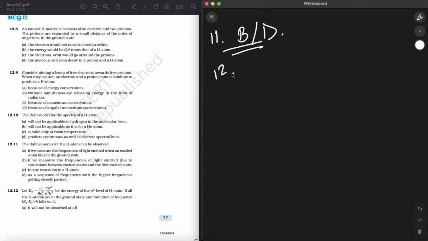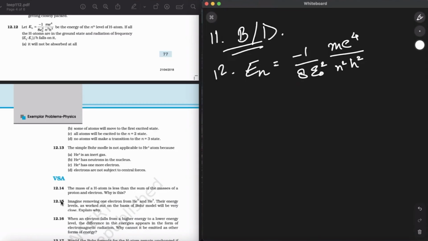Moving forward to question number 12. We have been given the energy En, which can be determined as minus 13.6... over 8 epsilon naught squared, e raised to the power of 4 over n squared h squared, the energy of the nth level of the H atom. If all the H atoms are in the ground state and radiation of frequency (E2 minus E1) by h falls on it, we have four options.